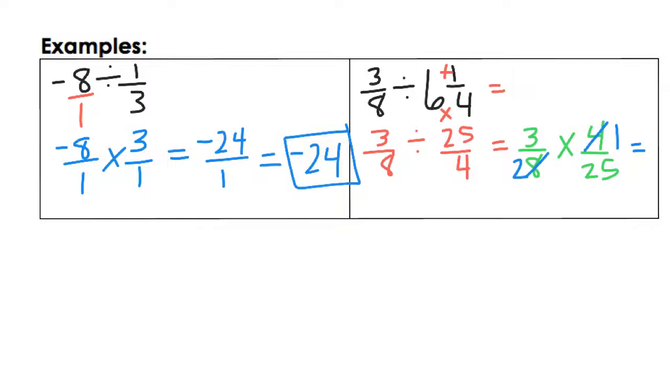Then I'm going to multiply straight across the top and straight across the bottom. 3 times 1 is 3, 2 times 25 is 50, and that can't be simplified, so we're finished.